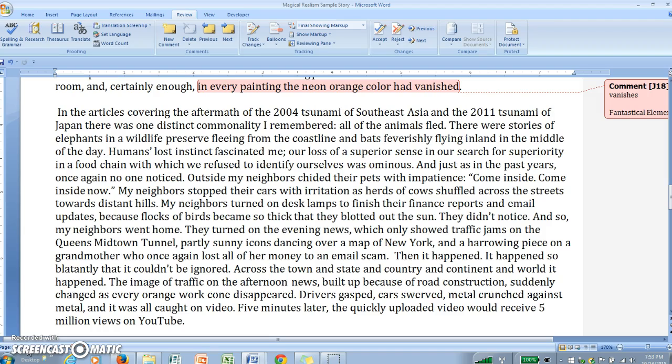So the next paragraph reads, "In the articles covering the aftermath of the 2004 tsunami of Southeast Asia and the 2011 tsunami of Japan, there was one distinct commonality I remembered. All of the animals fled." So this opening sentence does a huge jump. We go from Leaf's living room, where the neon color orange has just vanished, all the way back to 2004 and 2011 in different countries with the tsunamis.